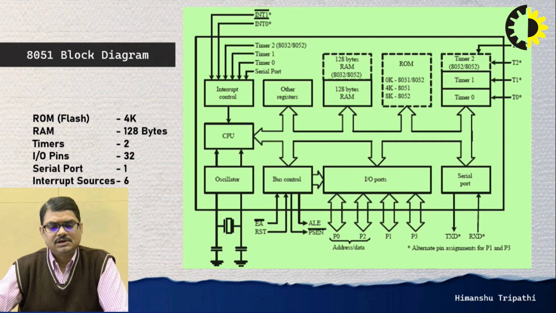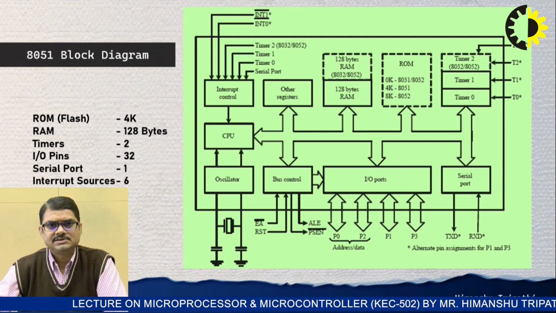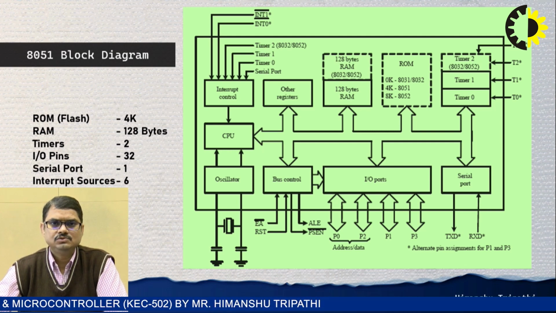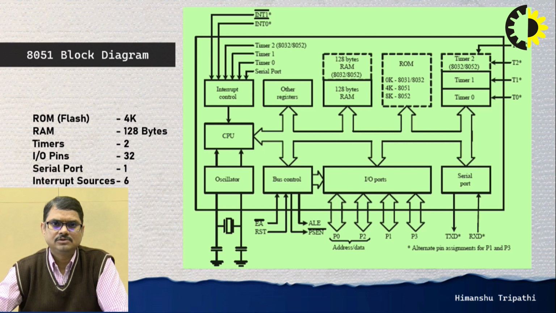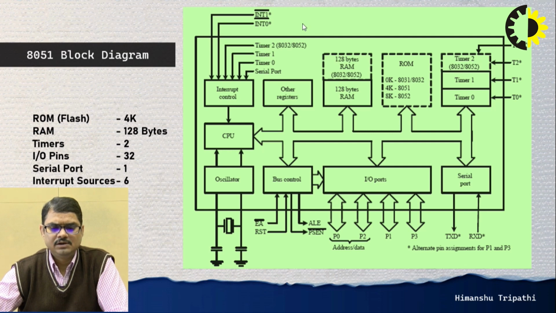All interrupts are basically available in the vector table of the 8051 microcontroller, and we have 2 external pins which can be used to provide an interrupt signal from any external peripheral or external device. These 2 pins are referred to as external interrupt 0 and external interrupt 1, which are shown here on the top of this block diagram.